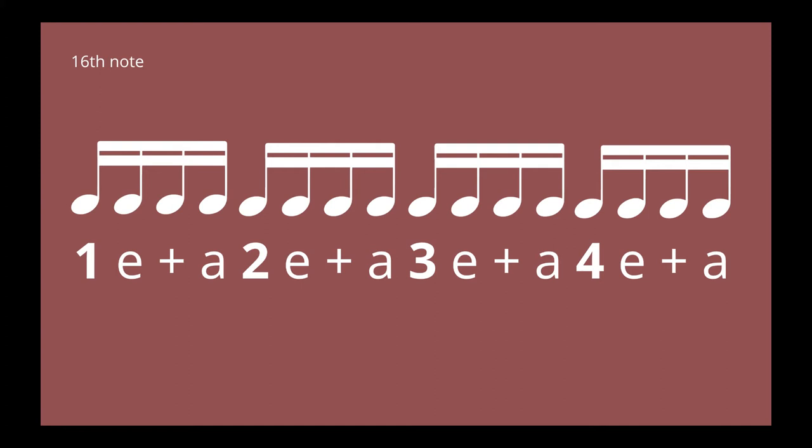1E and a, 2E and a, 3E and a, 4E and a, 1E and a, 2E and a, 3E and a, 4E and a. Okay, that was me with the metronome on quarters. I was counting 16ths and I was playing 16ths. What if we counted quarters and played 16ths?